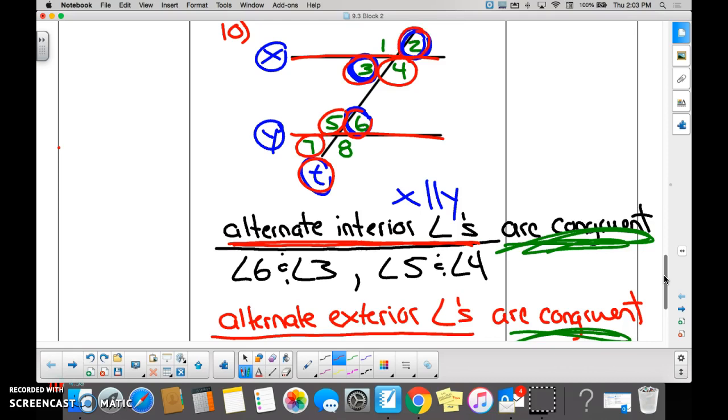Okay, is angle 7 congruent to angle 2? Yes. Because of what? Is angle 8 congruent to angle 1? Yes. Because of alternate exterior angles. Questions? When we say alternate, we mean they're alternating the transversal.